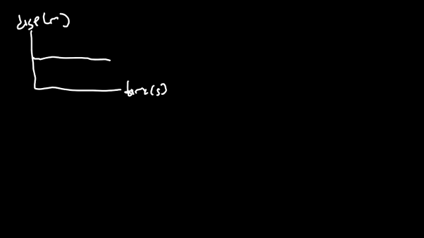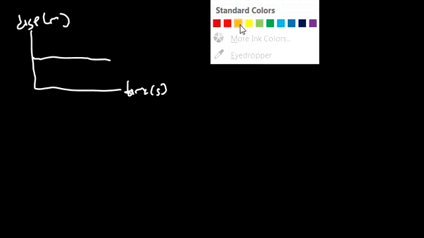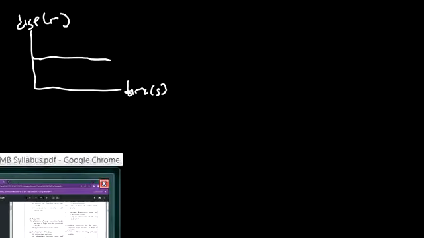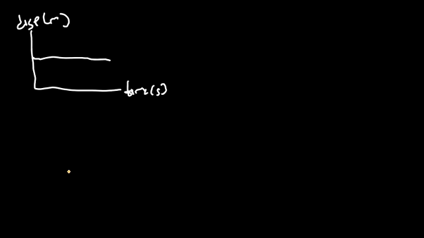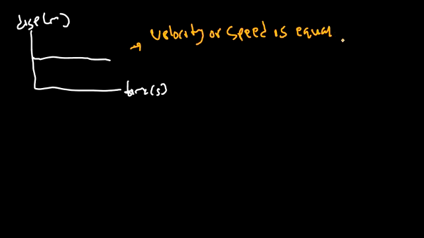Now what does this imply? What does this tell us? What message does it pass across? The message it passes across is this. Take note of what I want to say. Velocity or speed is equal to 0. And I would explain why now.